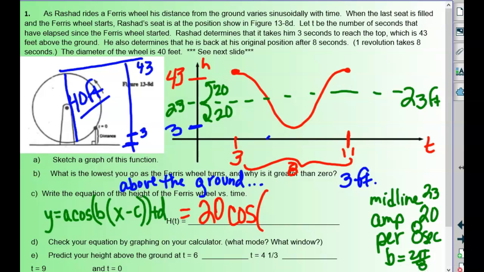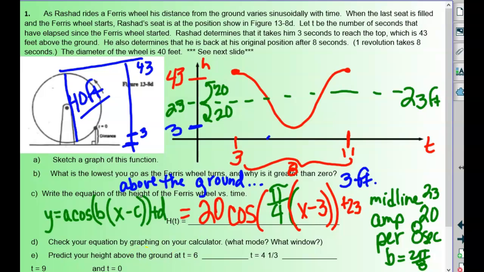Always 2 pi over that period. So 2 pi over 8, or pi over 4, is going to go in here. Do we have a phase shift that we need? Yeah, it started to the right 3, which would be minus. And what goes on the back? The midline, right? So plus 23. Students often get the 20 and 23 in the wrong spots, and that messes them up, okay?